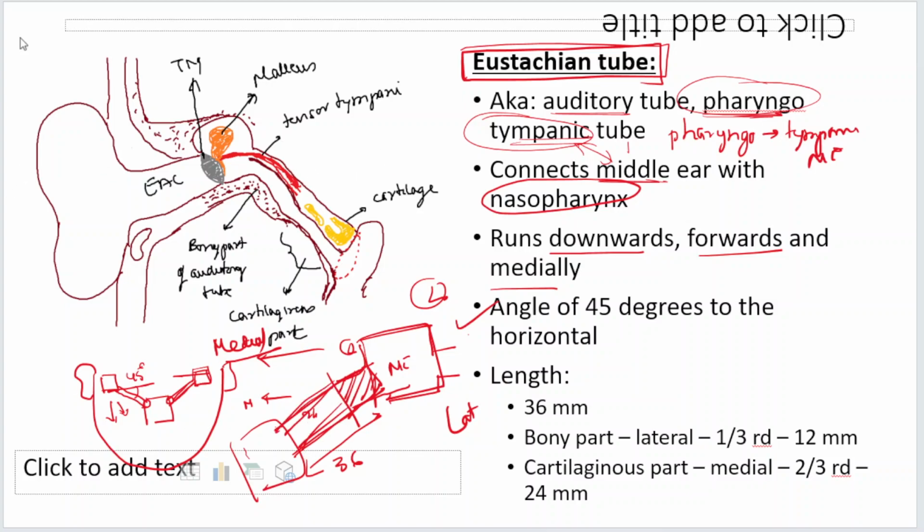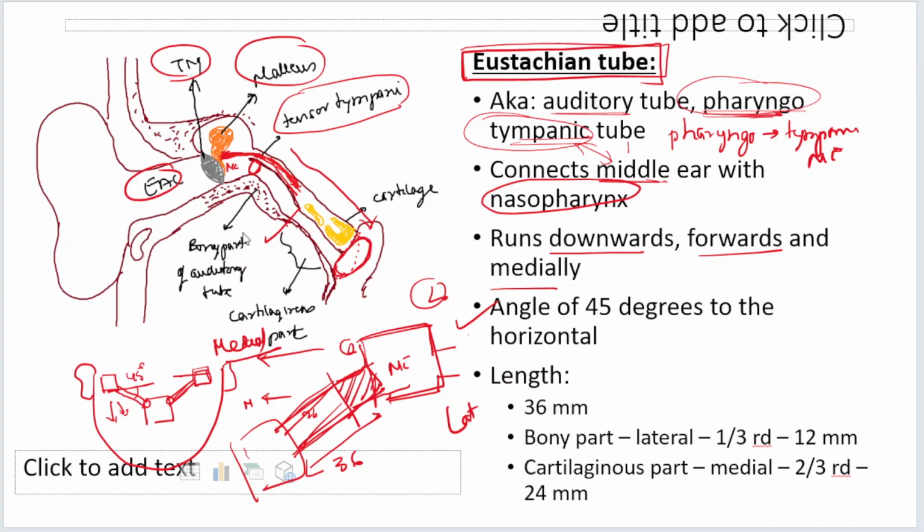So the same thing we are trying to describe here in this diagram. This is the external auditory canal, this is the tympanic membrane, this is the malleus, and this is the canal for tensor tympani, from which the tensor tympani comes and gets attached to the malleus. This is the middle ear cavity, this is the tympanic end of the Eustachian tube, and this is the nasopharyngeal end of the tube. As we talked about, it is running downwards, forwards and medially.